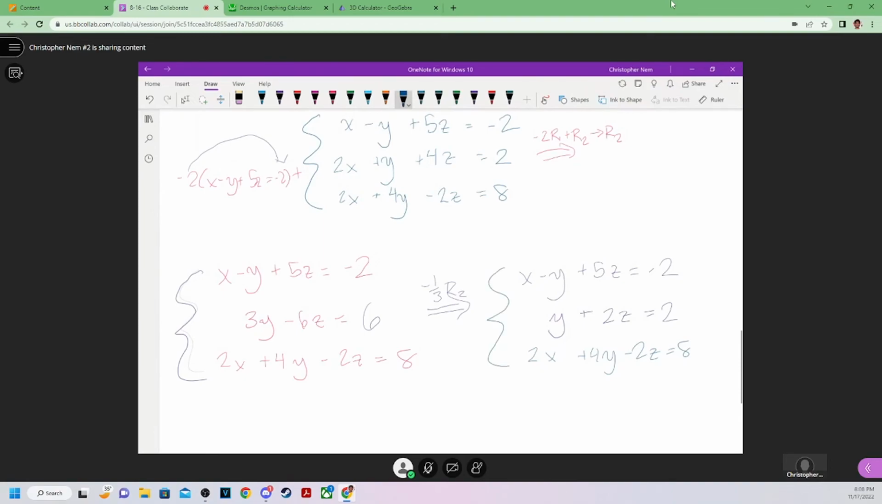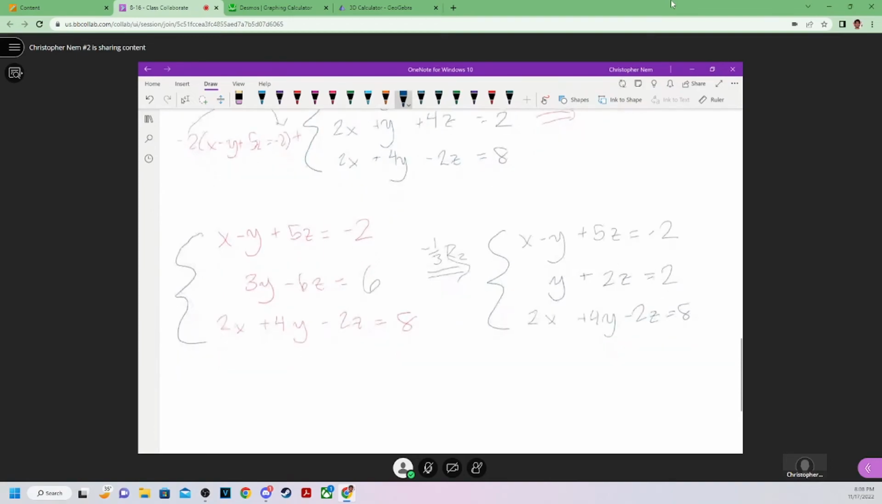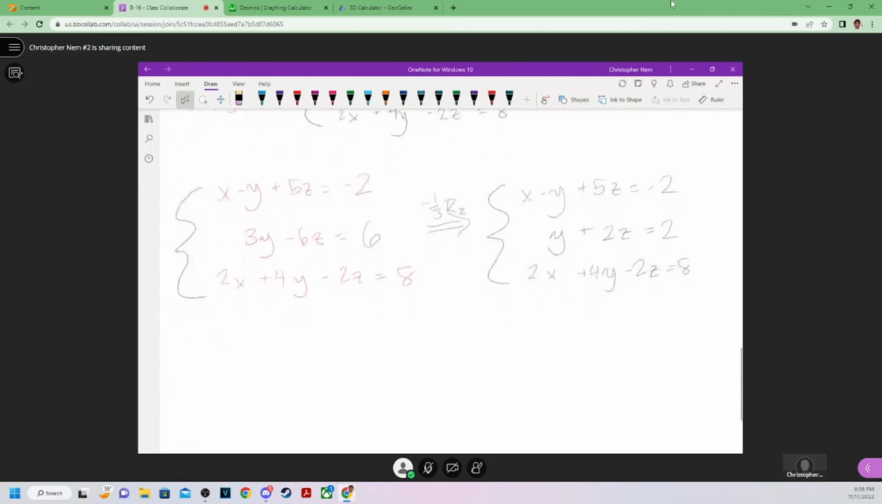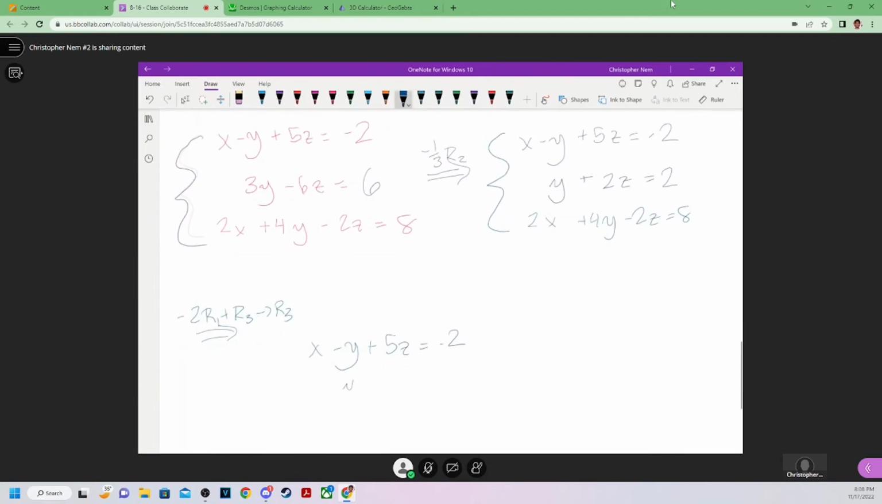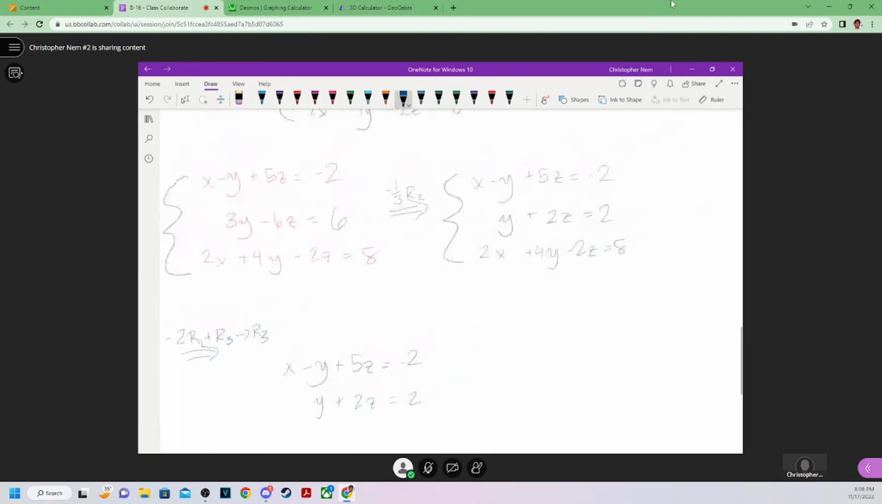So first equation is good. Second equation is good now. The leading variable is y. And on the second row, the coefficient is 1. Now I just got to deal with the last row. Well, the last row, I got to add negative 2 of row 1 plus row 3. Send that to row 3. Then I get x minus y plus 5z equals negative 2. Y plus 2z equals 2. And if I add that last row together, what should I get?